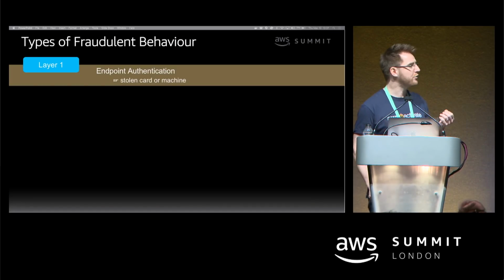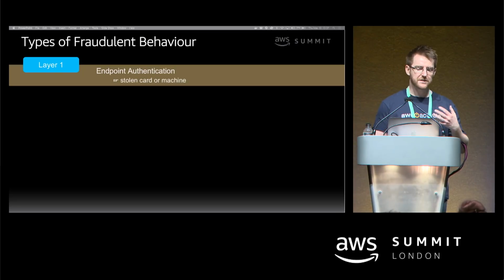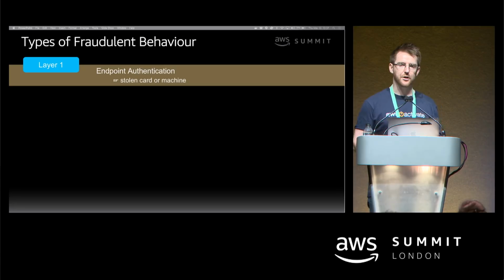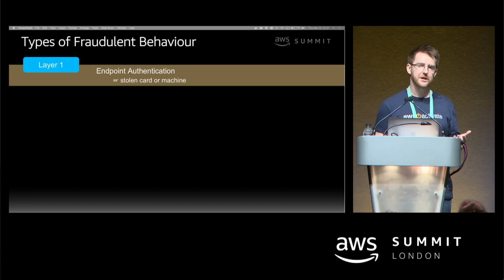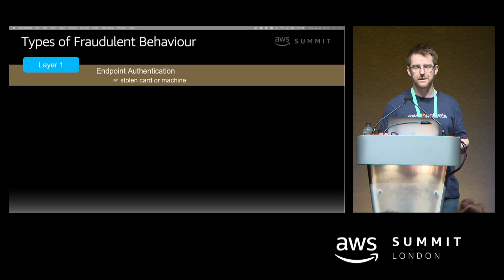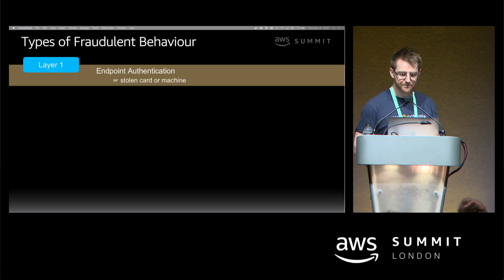So in terms of fraudulent behavior, I'm looking at it from 5 different layers. At the very top layer, you've got the endpoint authentication fraudulent area. And this is really where you might have, say, a skimmer on a cash point. You might have a compromised payment terminal. It could be something at the point of purchase.